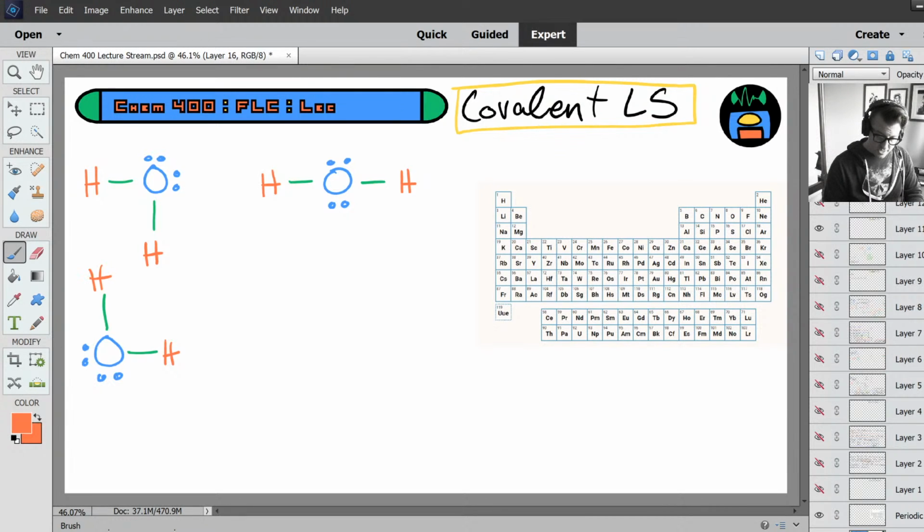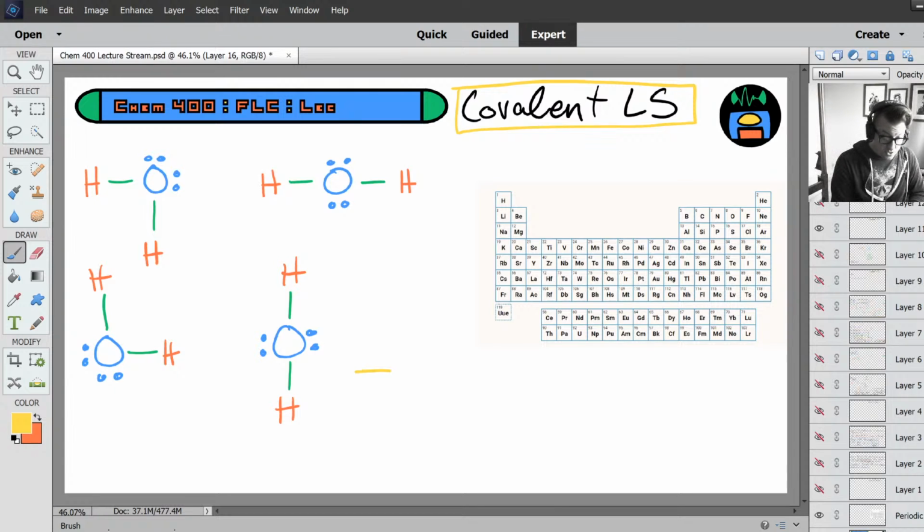Or you could have drawn it like this, for instance. And there's even more ways of drawing the Lewis structure for water. And so yours might look slightly different than mine. You might be wondering, am I wrong?